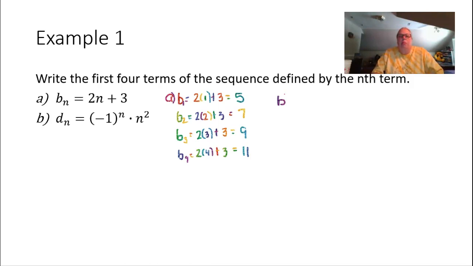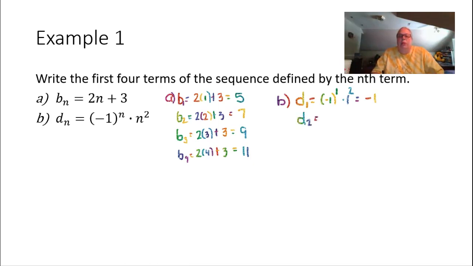All right, now for part B, we're going to do the same thing. The sequence is called D, so this is d sub n. This is equal to -1 to the power of n times n squared. All right, so our first term, d sub 1, this is going to be -1 to the first power times 1 to the second power. This is going to give me -1.